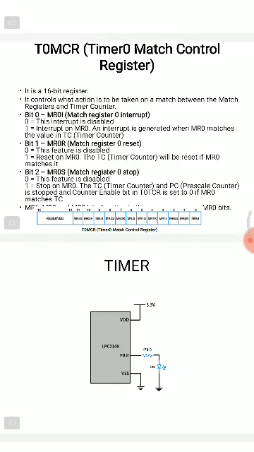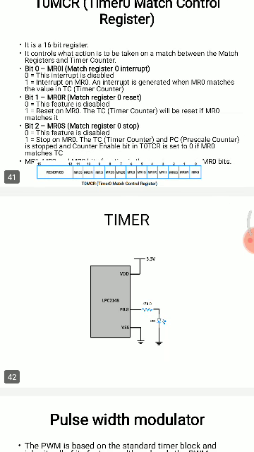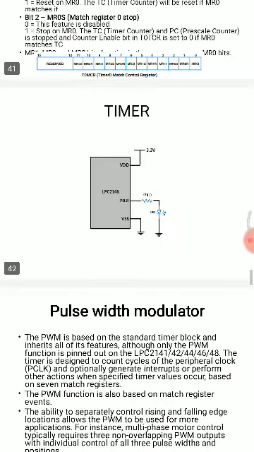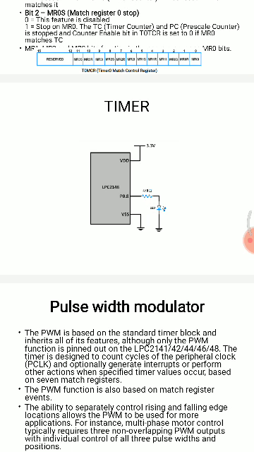These are all the timer 0 match control registers. It is a 16-bit register. It controls what action is to be taken on a match with the match registers. MR0I is match register 0 interrupt, MR0R is match register 0 reset, and MR0S is match register 0 stop. These are all the timer register formats. Here I have concluded the timer operations.